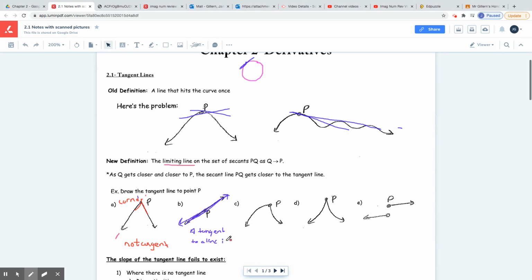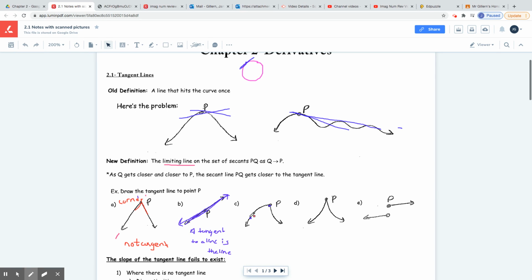Tangent to a line is the line. So if I ever say draw a tangent to a point, and it's on a straight line, the answer is the straight line. All right. So C. All right. Now, I have point P.